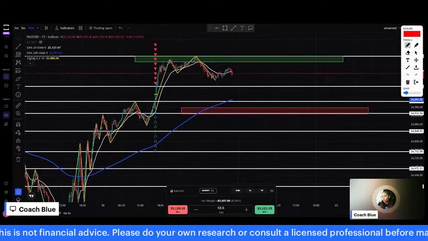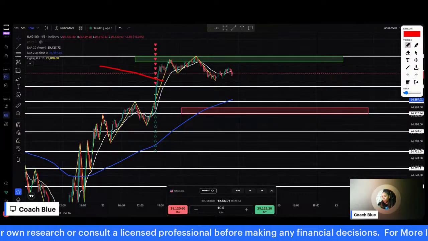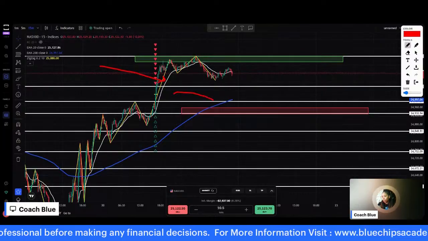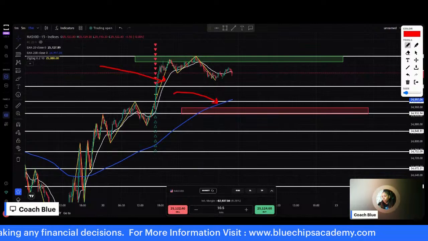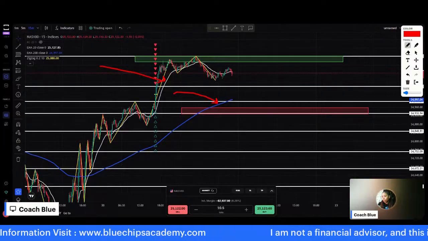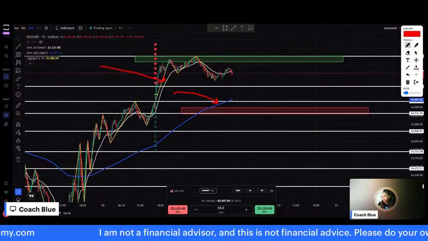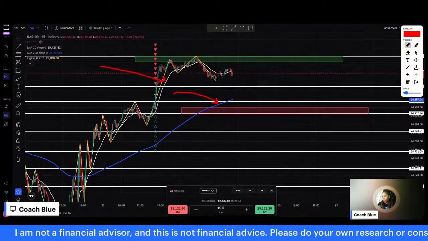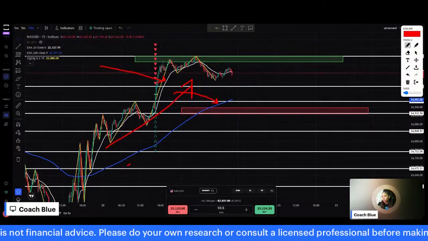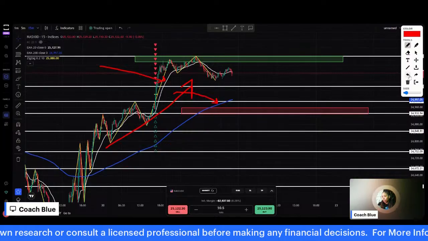Now, directional bias, we already know why, because this white line right here is our 20 EMA. It's above our 200 EMA. So the 20 is right here, and then the 200 is here. Because the 20 is above the 200 EMA, our directional bias is a buy, and we can clearly see the 200 is trying to move up. So that's also another indication.